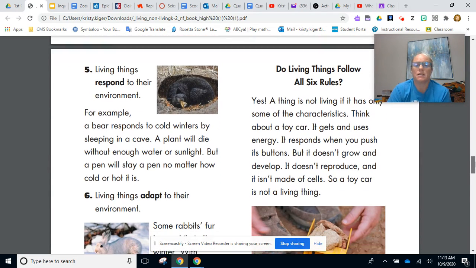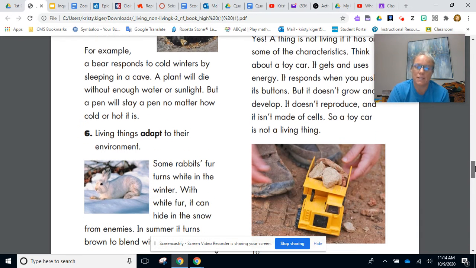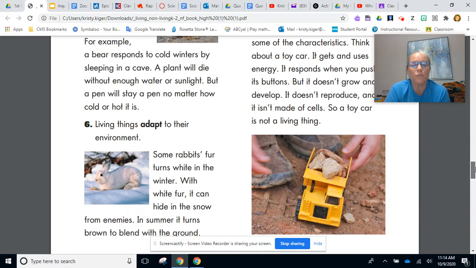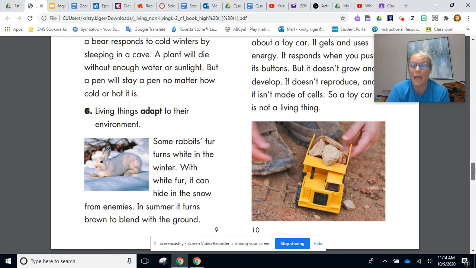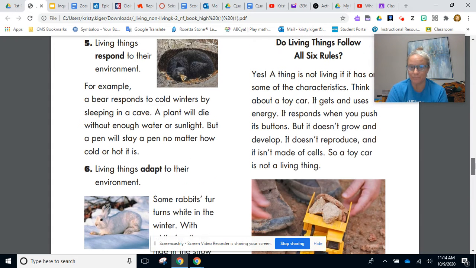Living things respond to their environment. For example, a bear responds to cold winters by sleeping in a cave. We talked about that last year with our hibernation, right? A plant will die without enough water or sunlight, but a pen will stay a pen no matter how cold or hot it is. Number 6, living things adapt to their environment. Some rabbits' fur turns white in the winter. With white fur, it can hide in the snow from enemies. In summer, it turns brown to blend in with the ground.